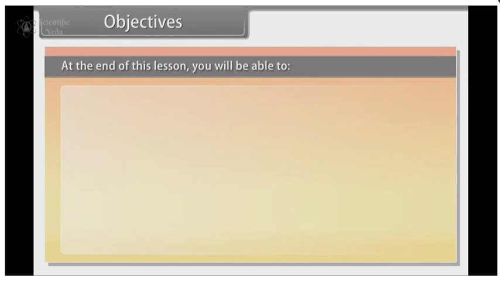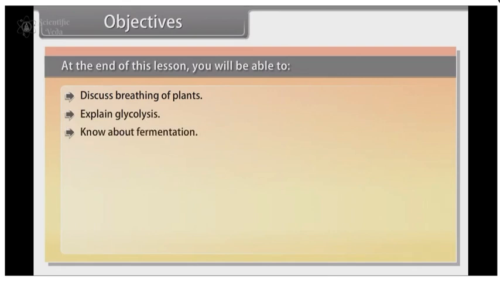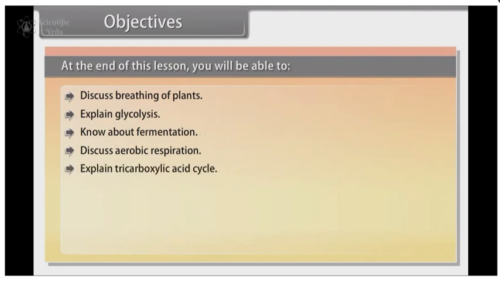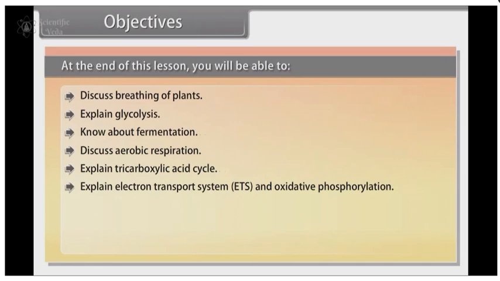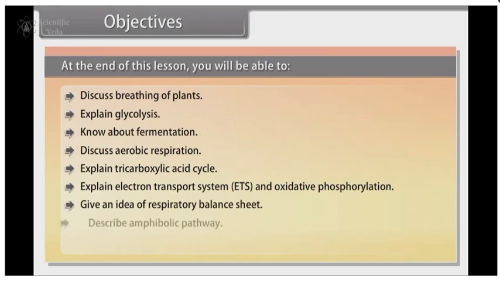Objectives. At the end of this lesson, you will be able to discuss breathing of plants, explain glycolysis, know about fermentation, discuss aerobic respiration, explain tricarboxylic acid cycle, explain Electron Transport System ETS and oxidative phosphorylation, give an idea of respiratory balance sheet, describe amphibolic pathway, define respiratory quotient.